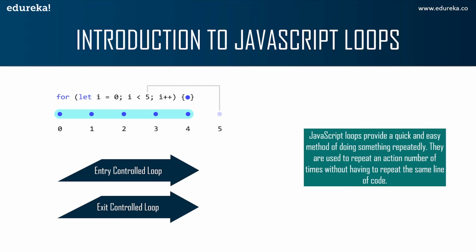In the entry controlled loops, the test condition is tested before entering the loop body. So the for loop and while loop are entry controlled loops. For the exit controlled loops, the test condition is evaluated at the end of the loop body. Therefore, the loop body will execute at least once, irrespective of whether the test condition is true or false. The do-while loop is an exit controlled loop.